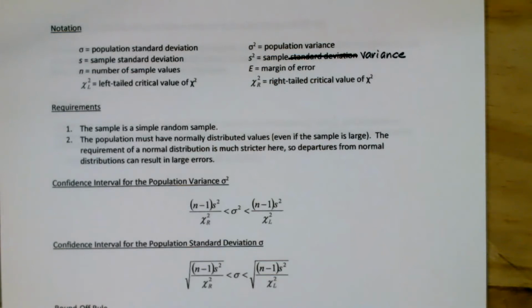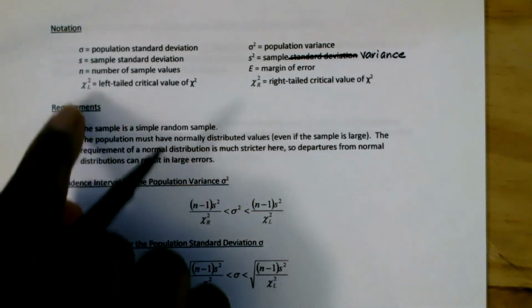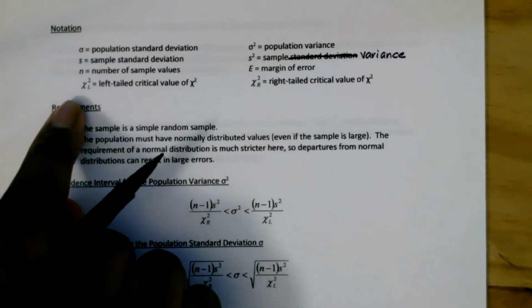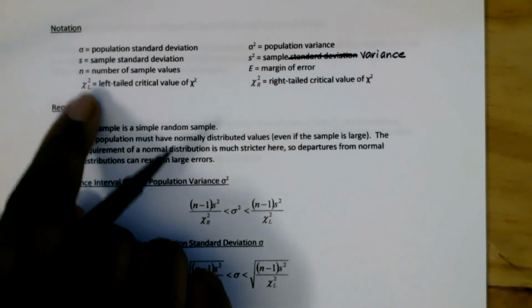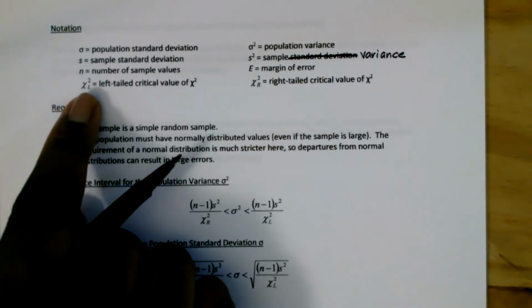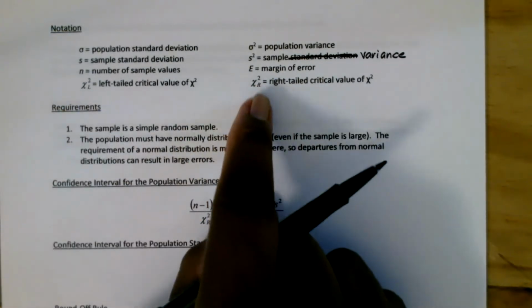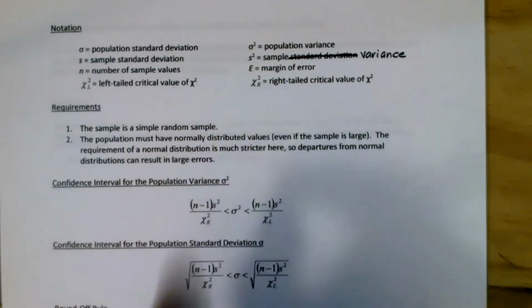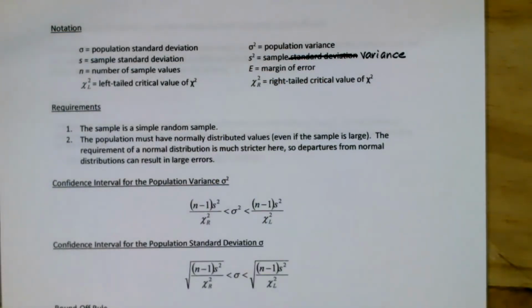N is the number of sample values and E is the margin of error. And this notation, that's the left tail critical value of chi-squared. That's why you see chi-squared with a little L in your subscript. And chi-squared with the R as a subscript, that's going to be the right-tailed critical value of chi-squared. There are two requirements. One, you must have a simple random sample, meaning that samples of the same size have an equal chance of being selected.